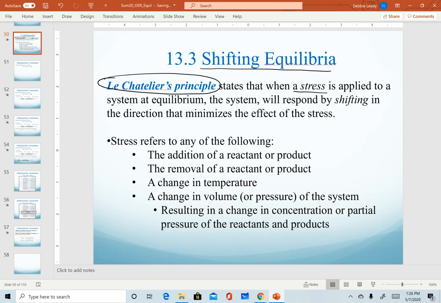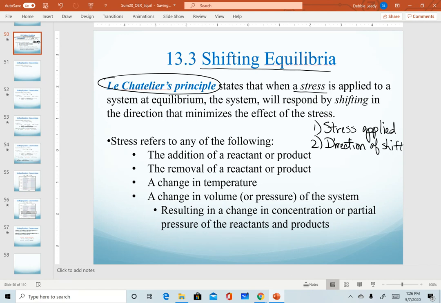So for Le Chatelier's principle, there are two key steps. One is that there is a stress applied. In lab, that is something that we can do to a system. And then the second step is to identify the direction of shift for that reaction to come back to equilibrium.